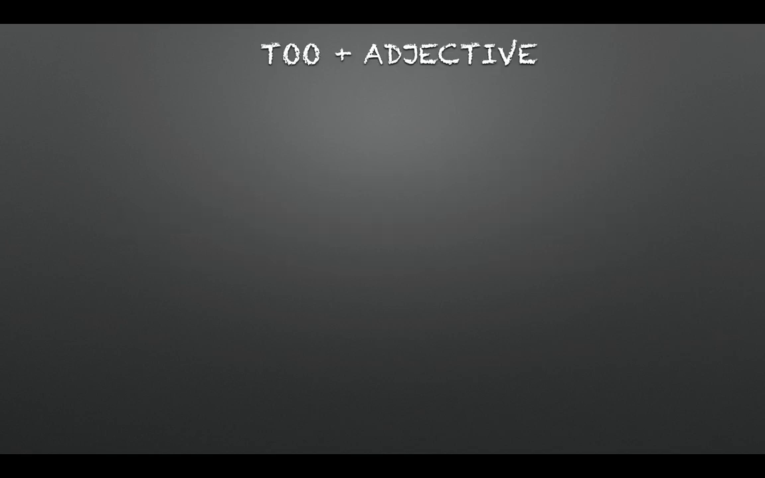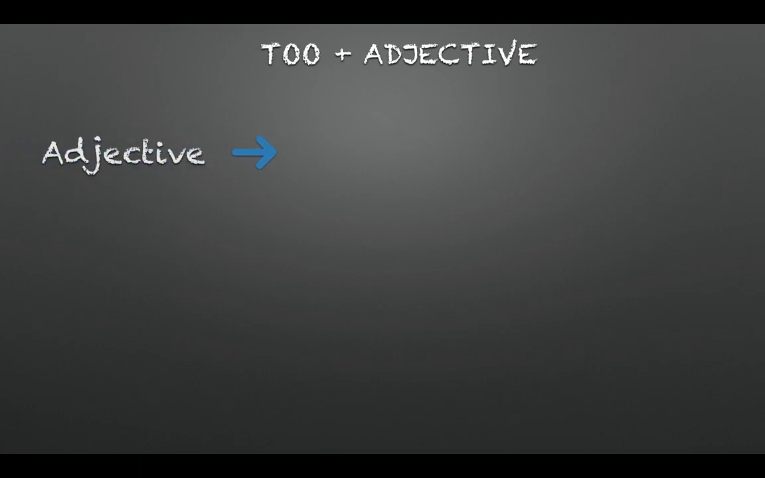So first, we need to understand what an adjective is. An adjective is a word naming an attribute of a noun. So it's an attribute of something or someone.